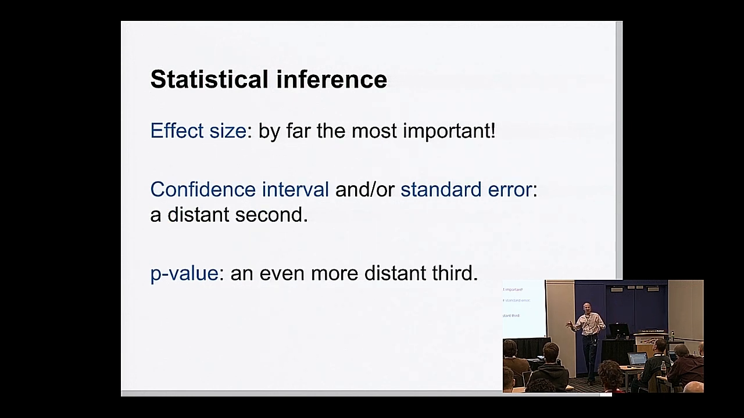Probably the biggest message that I want to deliver today, if you only remember one thing from this workshop, is this: the effect size is by far the most important thing, and if you are only going to report one thing, report effect size. Confidence intervals and standard error provide some additional useful information about precision. That's a good thing to do, but it's not as important as just telling me how big the thing is. The p-value is by far the least important part of this.